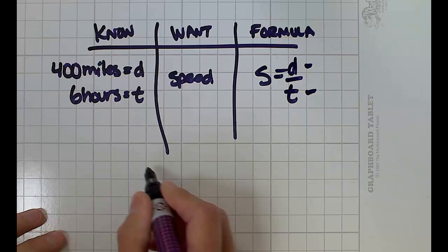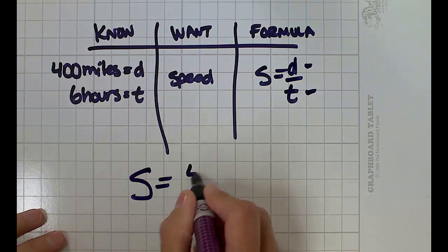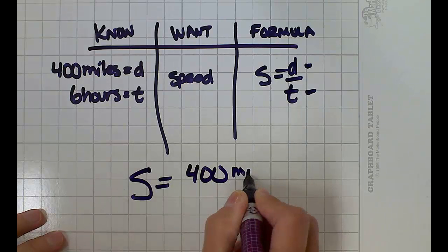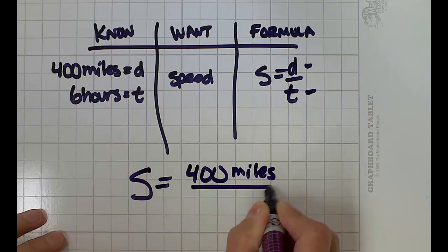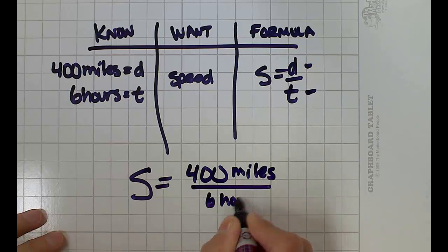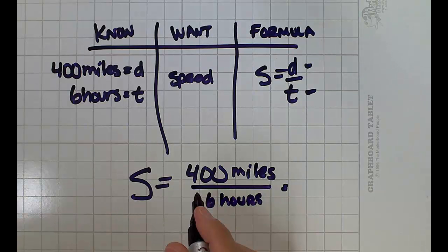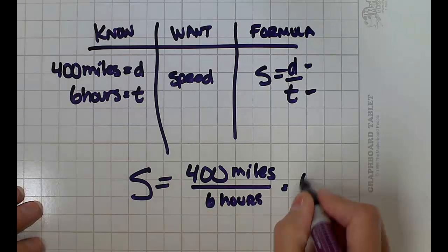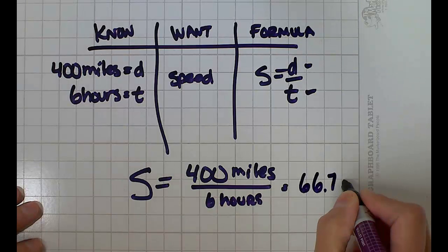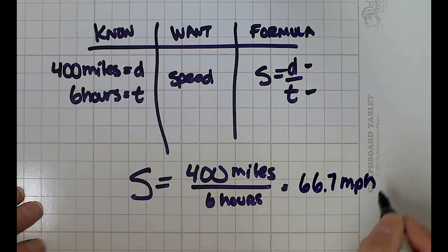So speed is distance, which is 400 miles, divided by time, which is 6 hours. So let's see how fast we need to drive to get to Disneyland in 6 hours. I've got my handy-dandy calculator here. 400 divided by 6 tells me that I need to drive about 66.7 miles per hour to get to Disneyland.